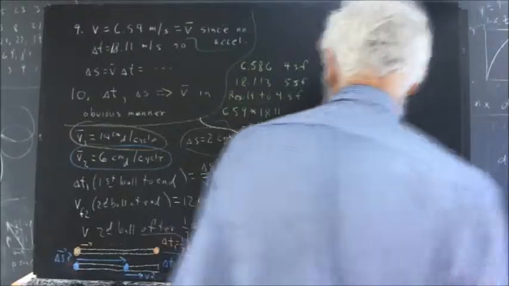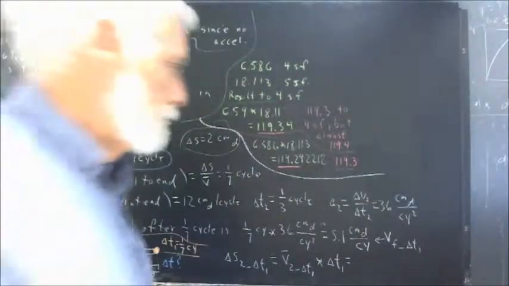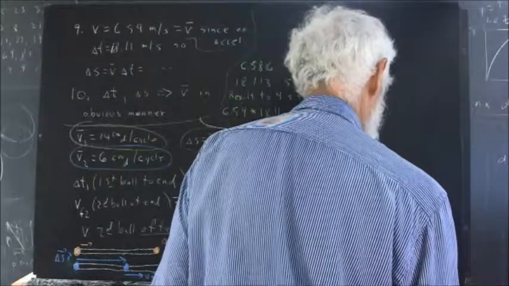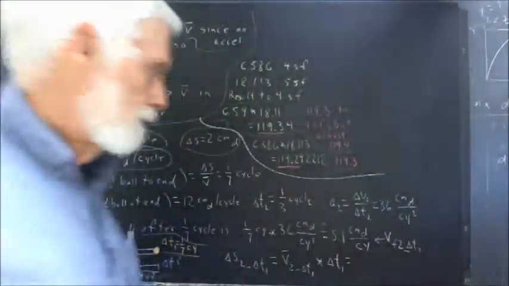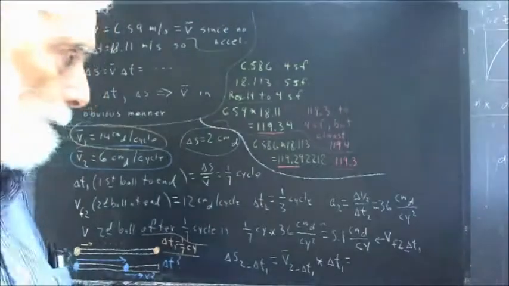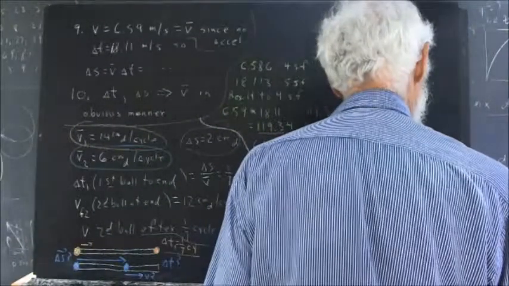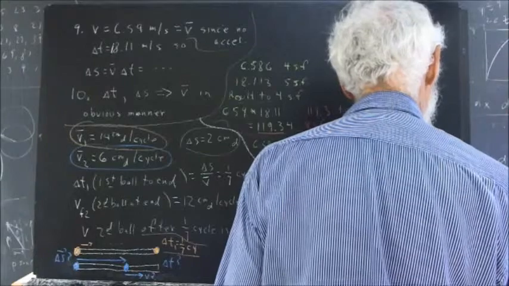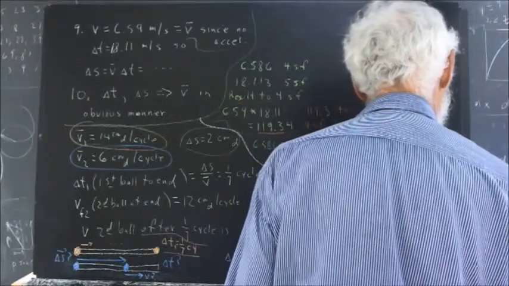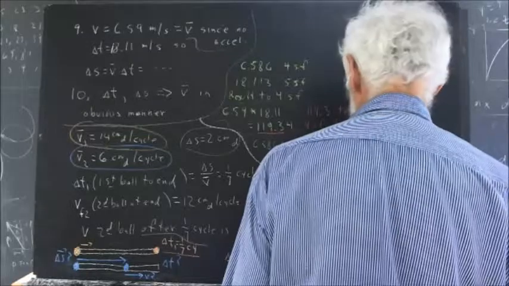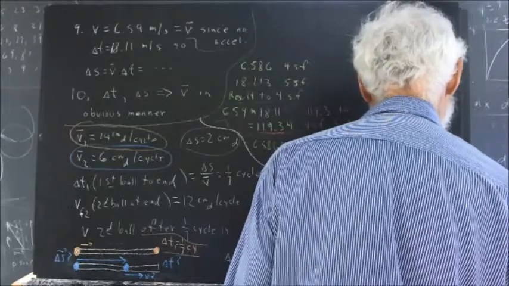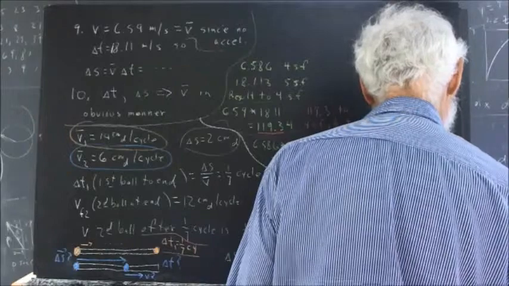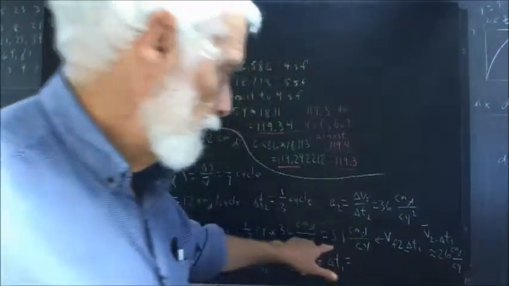And I should add one more thing here. I'm going to call this VF2 in delta T1, okay? Final velocity of the second ball. So that when I write this, V bar 2 in delta T1 is approximately 2.6 centimeters d per cycle. And that's obtained just by taking half of this and rounding to two significant figures.